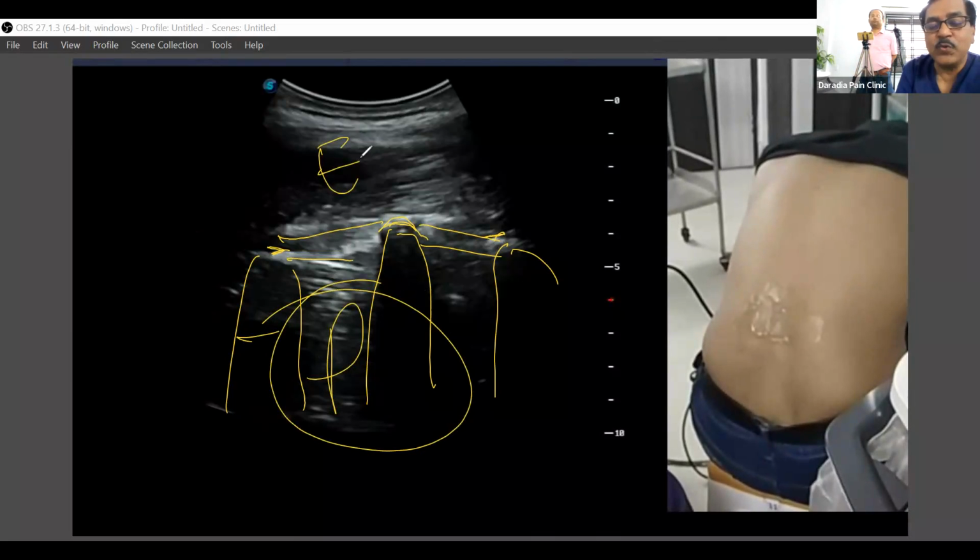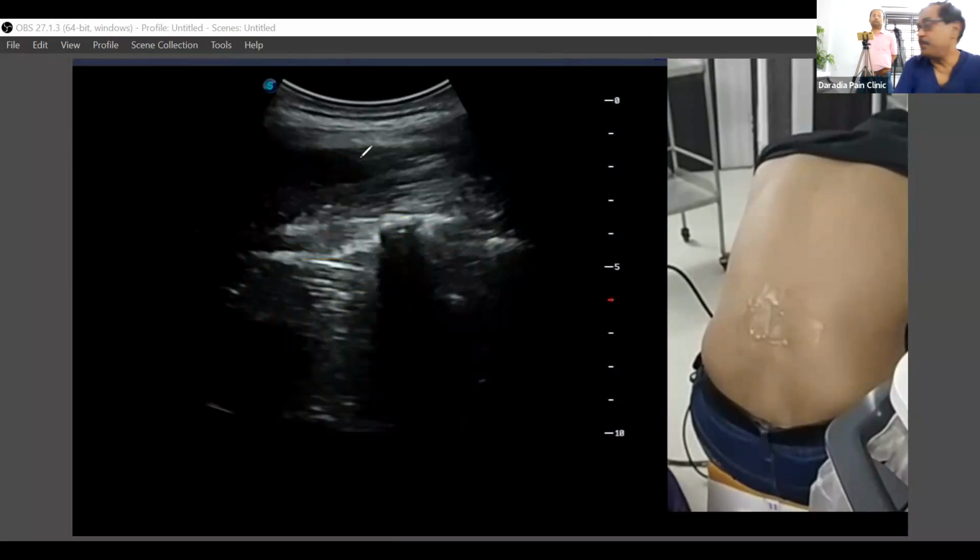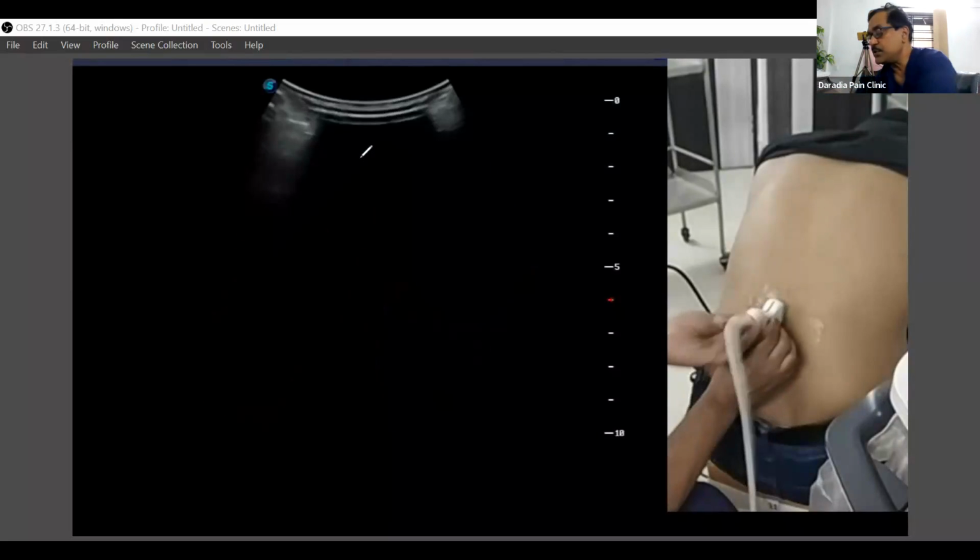Laterally, most likely this is your iliocostalis muscle, because that is the most lateral muscle. And quadratus we cannot see here because we are over the transverse process. If you go a little more laterally, then you can see the quadratus. Okay. So from this position, I'll be going from these positions.